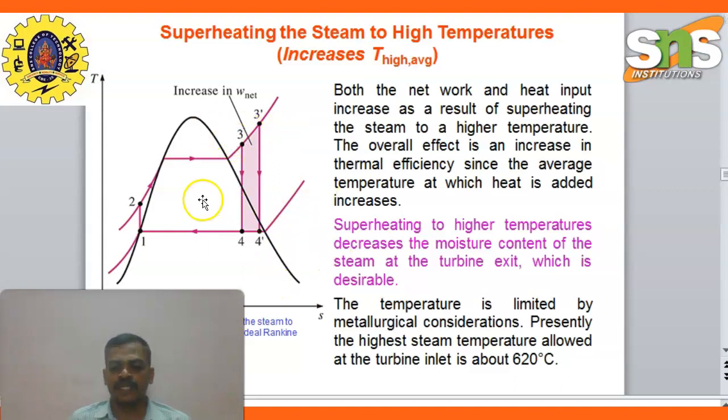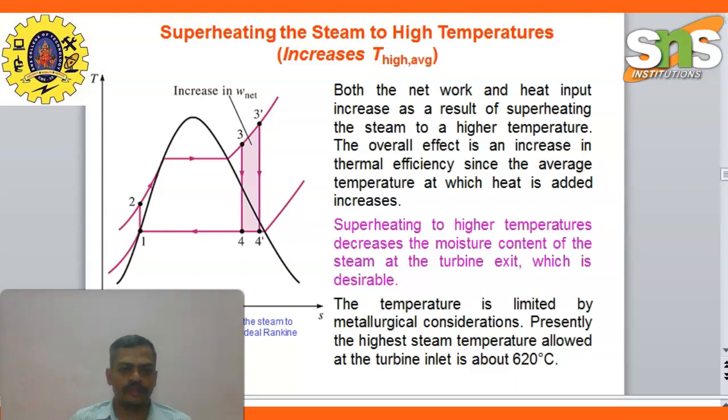The temperature is limited by metallurgical considerations. Presently, the highest steam temperature allowed at the turbine inlet is about 620 degrees Celsius. This shows the effect of superheating the steam to a higher temperature on the ideal Rankine cycle. The increase in net work is shown by 3 dash, 1, 2, 3, 4, 4 dash, and 3. Between 3 and 3 dash, and 4 and 4 dash, net work and efficiency increase.